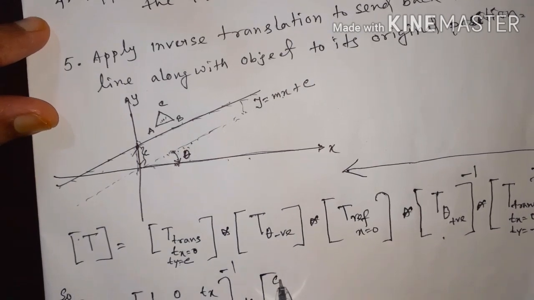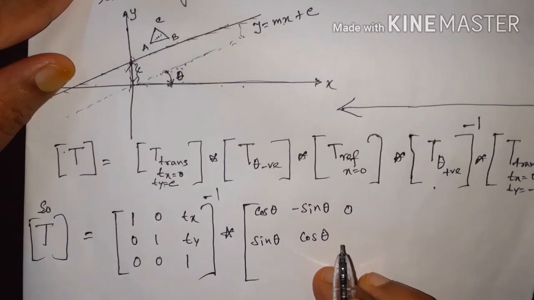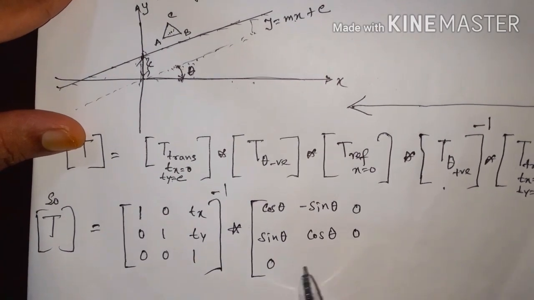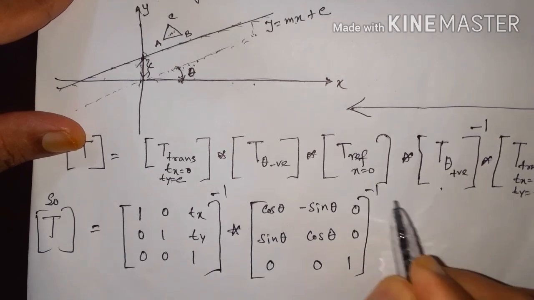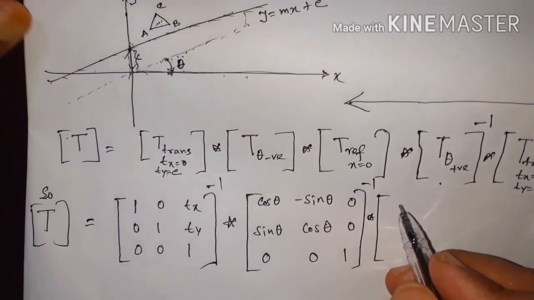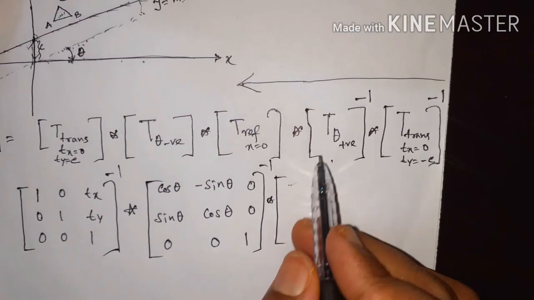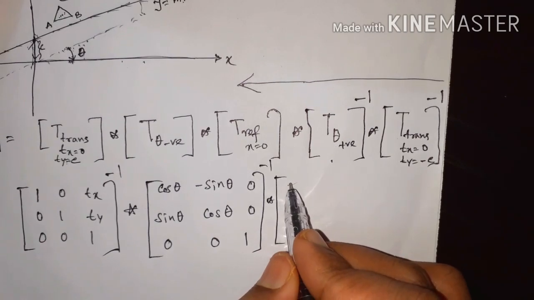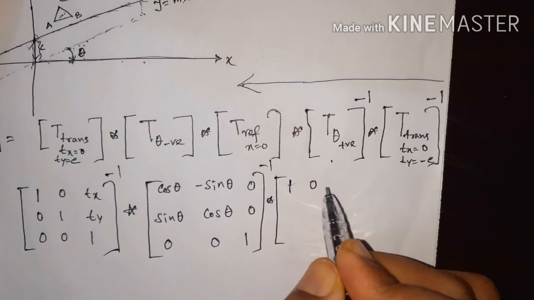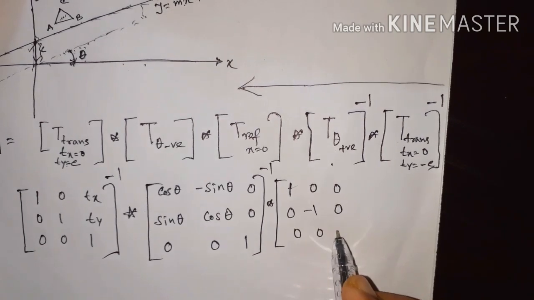positive degree, that means cos theta minus sin theta 0, sin theta cos theta 0, 0 0 1, into reflection about x. Reflection about x means x remains the same, y will be negative: 1 0 0, 0 minus 1 0, 0 0 1.